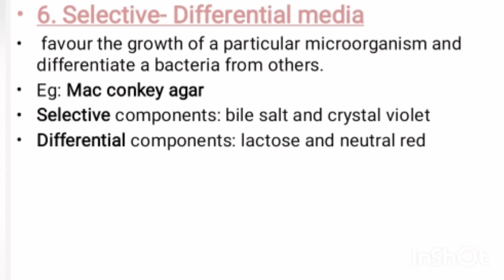In the MacConkey agar, the selective components are bile salt and crystal violet. These components inhibit the growth of the gram-positive bacteria and allow the growth of the gram-negative bacteria. And the differential components are lactose and neutral red. So these components can differentiate gram-negative bacteria based on lactose fermentation.